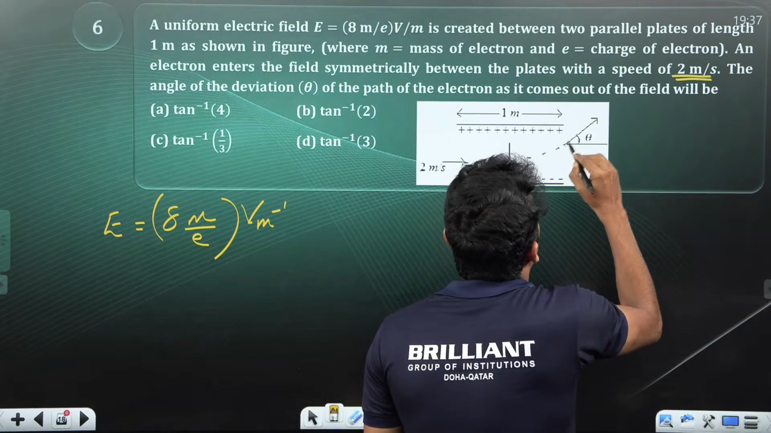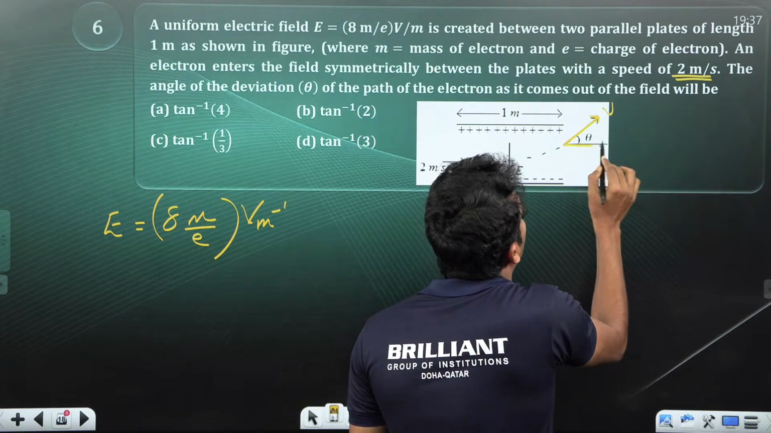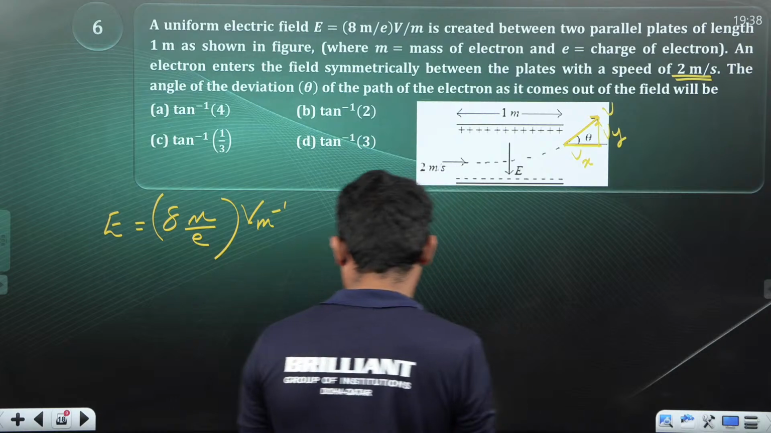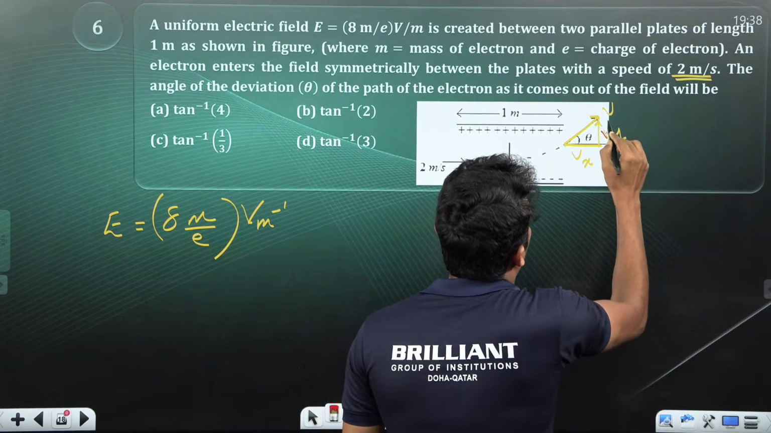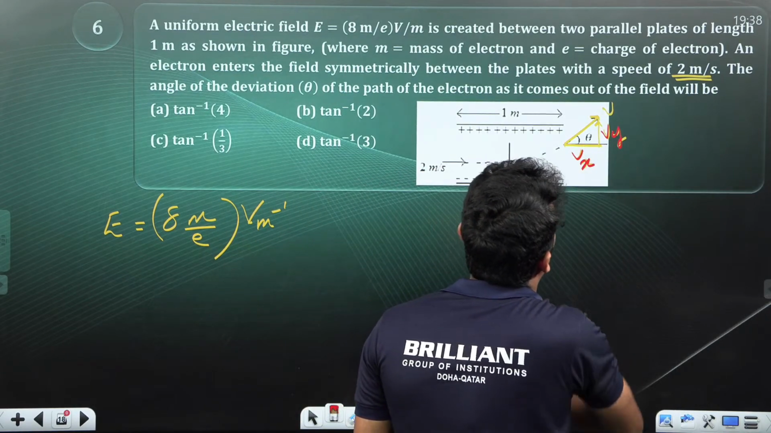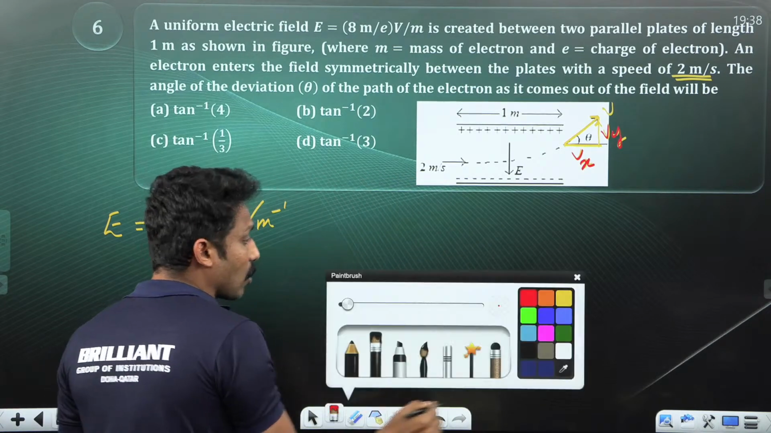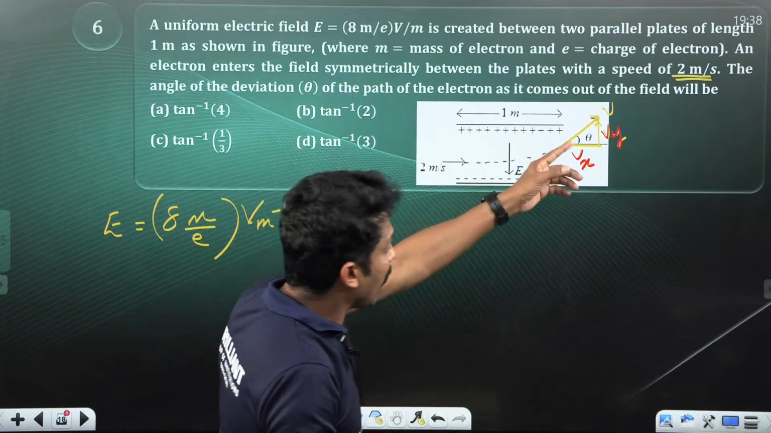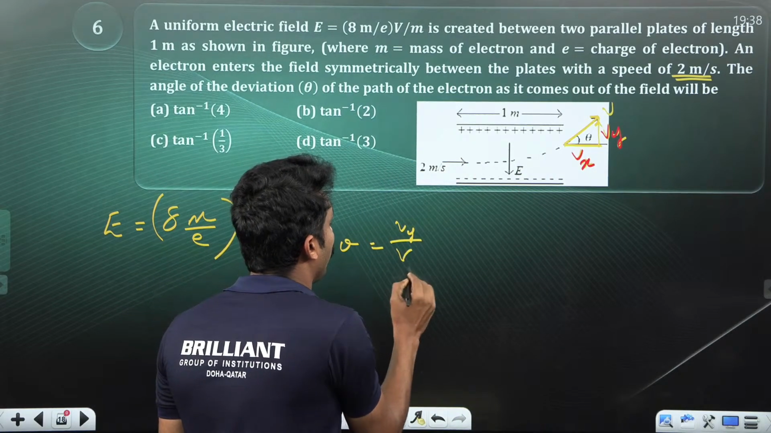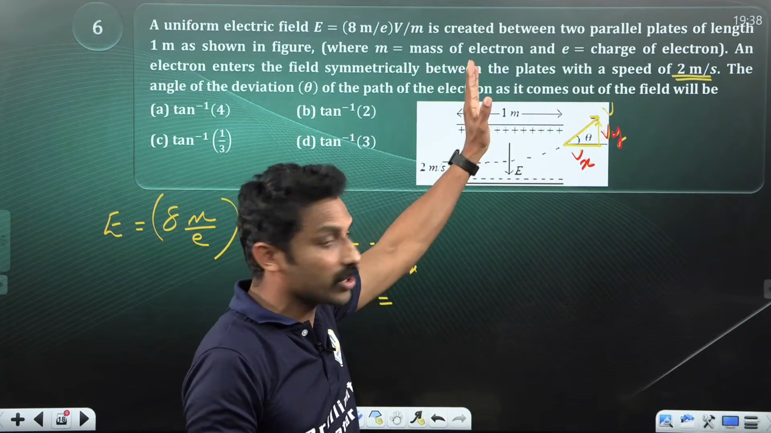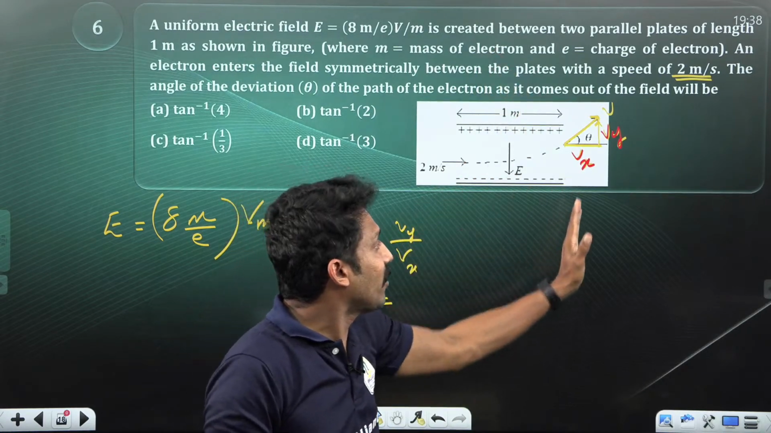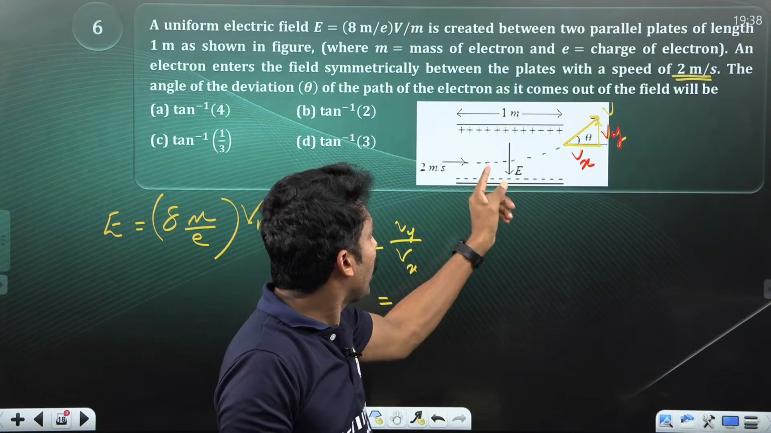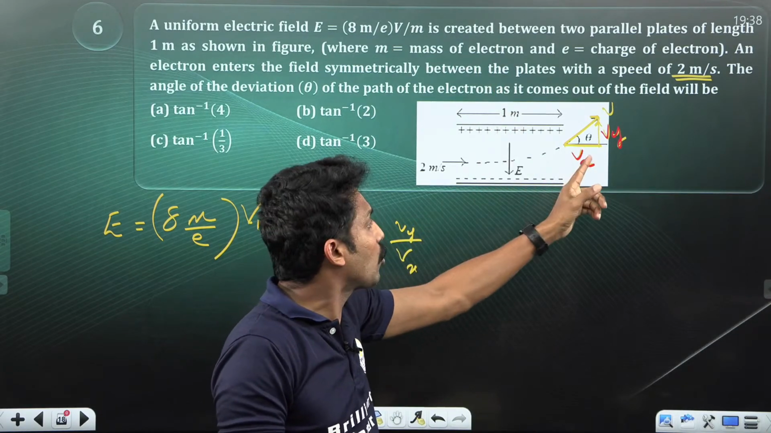See, this is the final velocity V, and here there are two components for V. One is the y component Vy and the other is the x component Vx. Then tan theta is equal to Vy divided by Vx, isn't it? Now this vertical motion is accelerated motion. Vy is due to acceleration. Acceleration will be opposite to the electric field, so accelerated motion, that's why Vy.